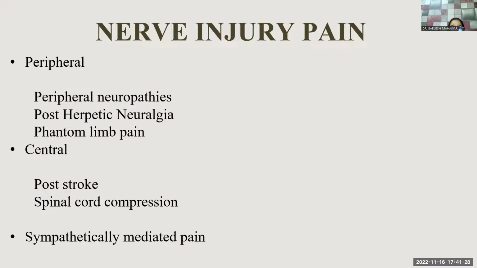Now, for nerve injury pain, the examples are peripheral neuropathies, post-herpetic neuralgia, and phantom limb pain as we talked previously. In central pain, like post-stroke pain, several months or years after the stroke the patient complains of pain, that is the thalamic pain, spinal cord compression pain, and sympathetically mediated pain.